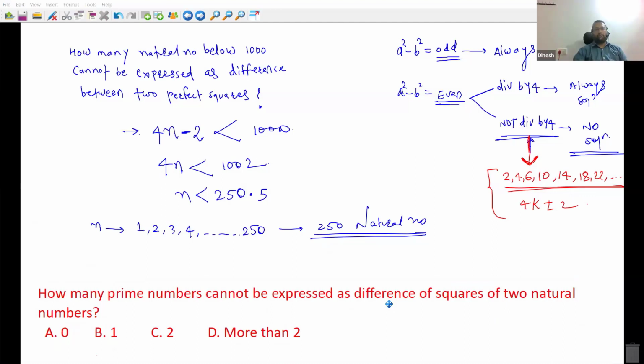Tell me option. Which option? A, B, C, D, everyone. Don't tell me 0, 1, 2. How many prime numbers?